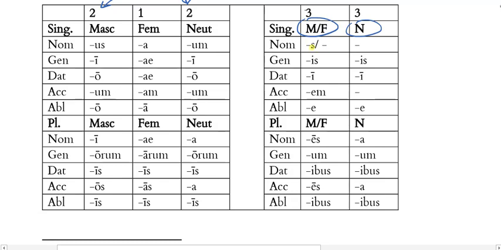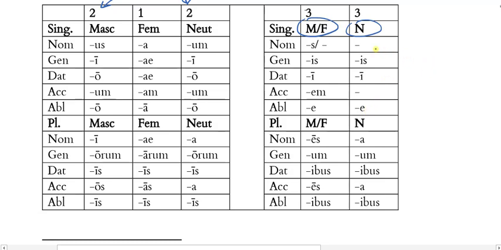For nominative, it could be a final s, or I'm adding nothing to the noun's stem. The neuter generally adds nothing. Genitive, it's is and is. Dative, e and e with long I. Accusative, masculine and feminine, will have m. You do recall that from the m's over here in the accusative. Neuter, no case ending, and then ablative e.